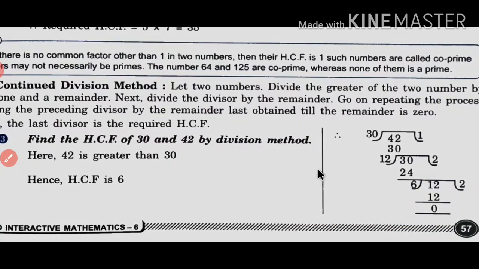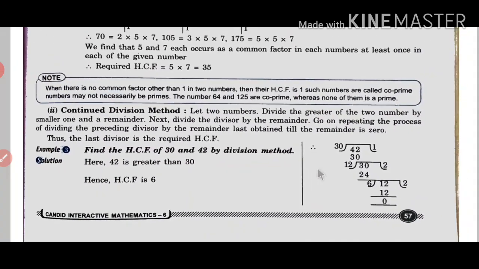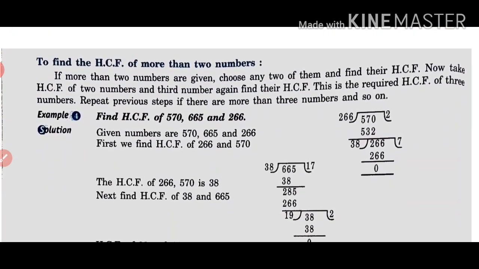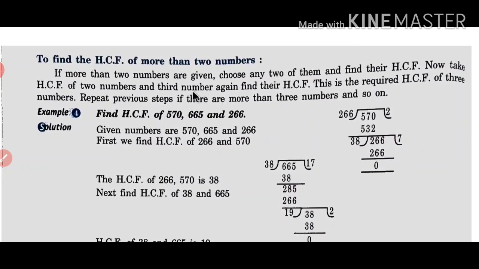This question can also be solved by the prime factorization method, but here we have to find it using the continued division method. Now if you want to find the HCF of more than 2 numbers by division method: if more than 2 numbers are given, choose any 2 of them and find their HCF. Now take the HCF of those 2 numbers and the third number, and again find their HCF. So that gives the required HCF of 3 numbers. Now we have to repeat the previous step if we are doing it for more than 3 numbers, and so on.